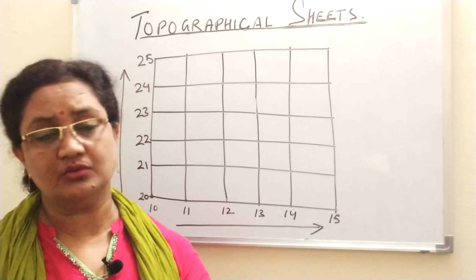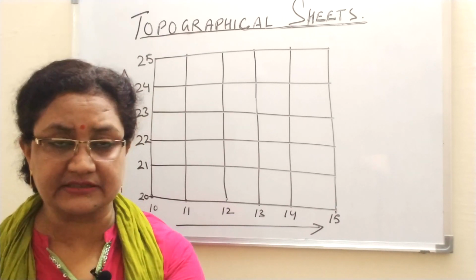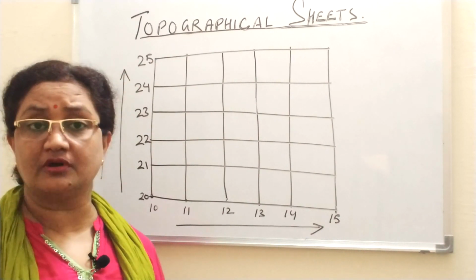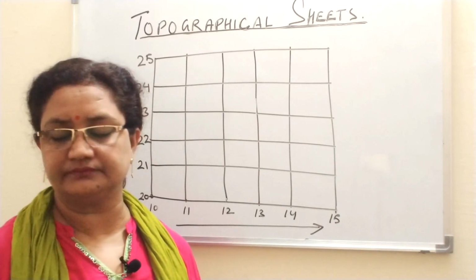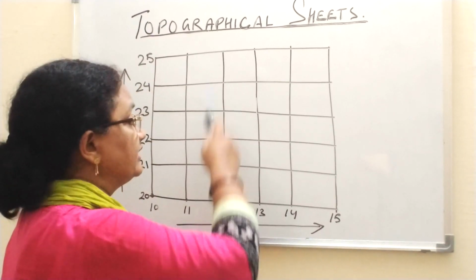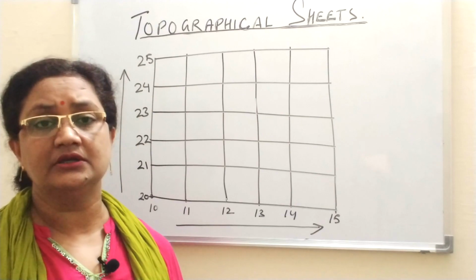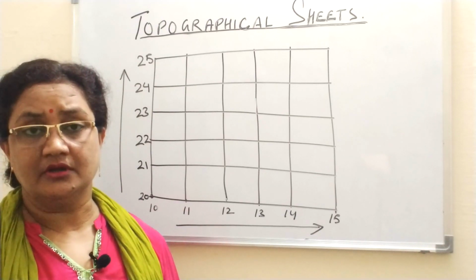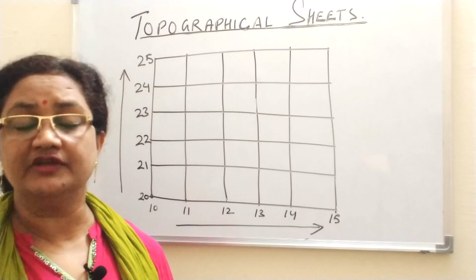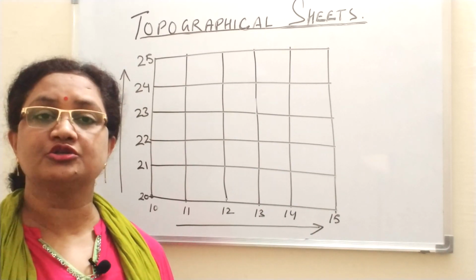Right? Now, children, what is the use of it? Again, the topic which we had discussed a little bit in the earlier part: the use of these grid lines. Vertically drawn lines and horizontally drawn lines are called the grid lines. Now, with the help of these eastings and the northings, we can easily locate a place, especially on the topographical sheets.